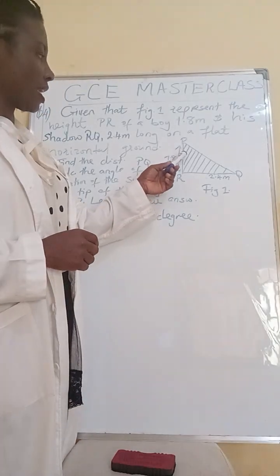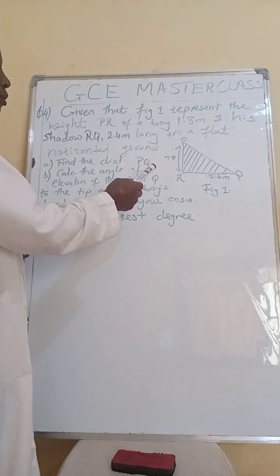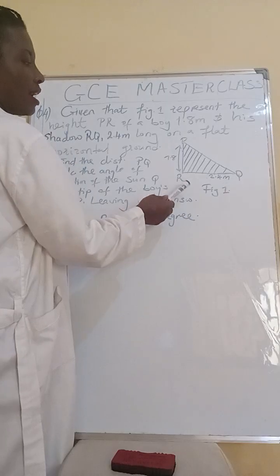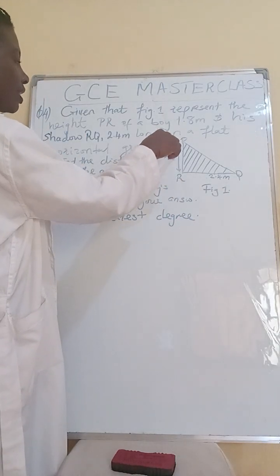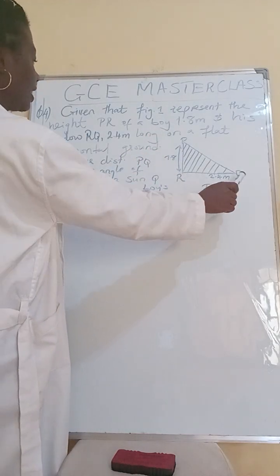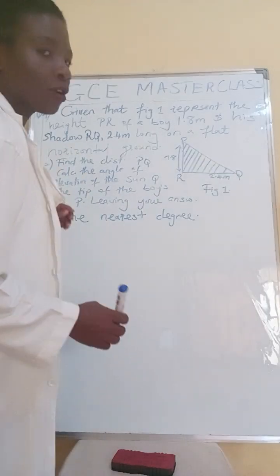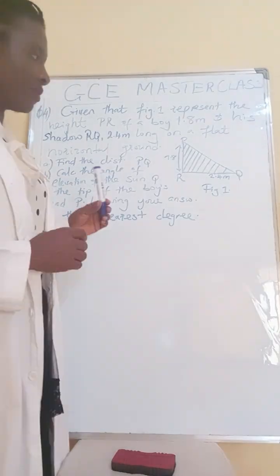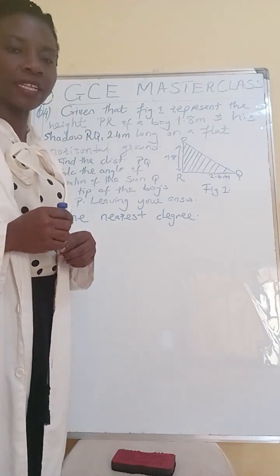Okay, so this is the figure. This is figure 1. Okay, so this angle here is P and here is Q and here is R, okay? And this is the boy's height, 1.8 meters. And here is the shadow, which is 2.4 meters.